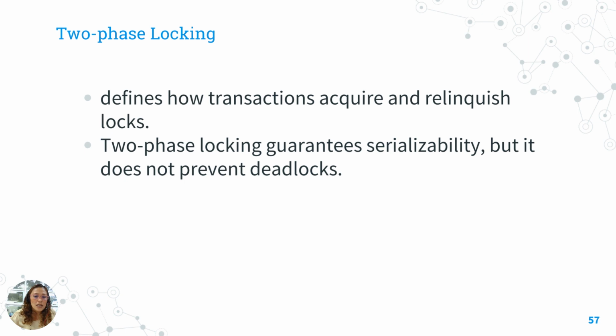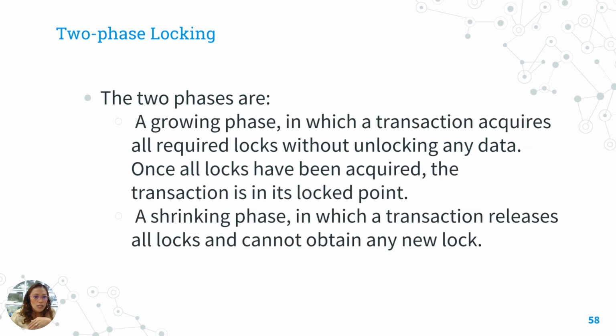In two-phase locking, first, it defines how transactions acquire and relinquish locks. Two-phase locking guarantees serializability, but it does not prevent deadlock. In two-phase locking, we have the growing phase and the shrinking phase. When we say growing phase, the transaction acquires all the necessary locks for any data that will be involved in the transaction.